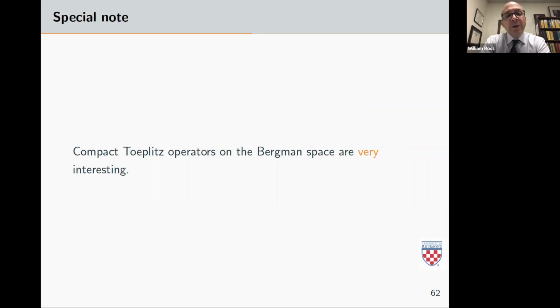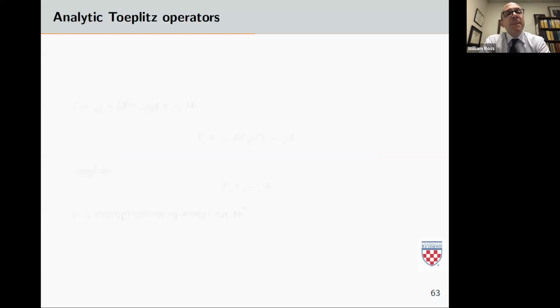Now, Sheldon Axler a couple weeks ago and Nina Zorboska yesterday taught us that compact Toeplitz operators on the Bergman space are extremely interesting, even though Toeplitz operators on the Hardy space are not. Unless you find the zero operator interesting. Let's talk about analytic Toeplitz operators.